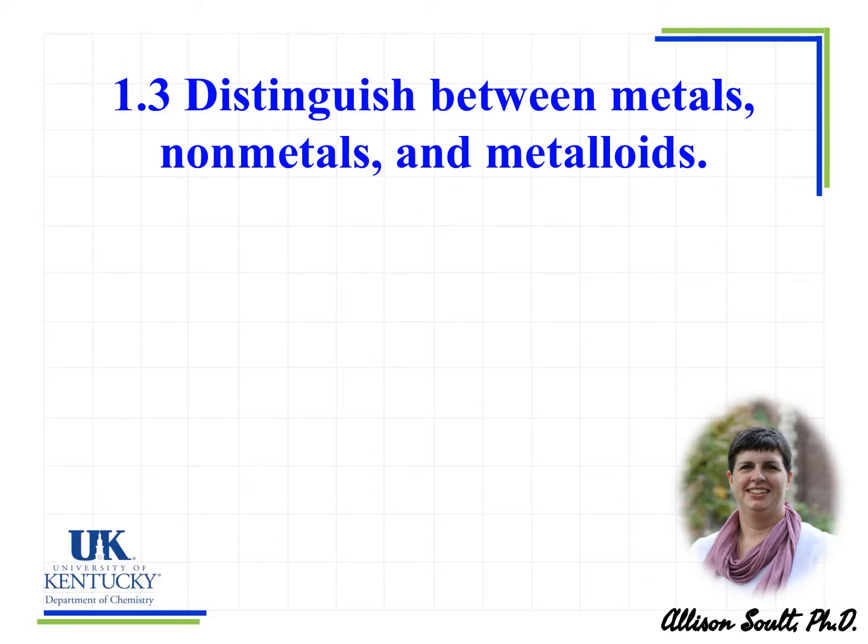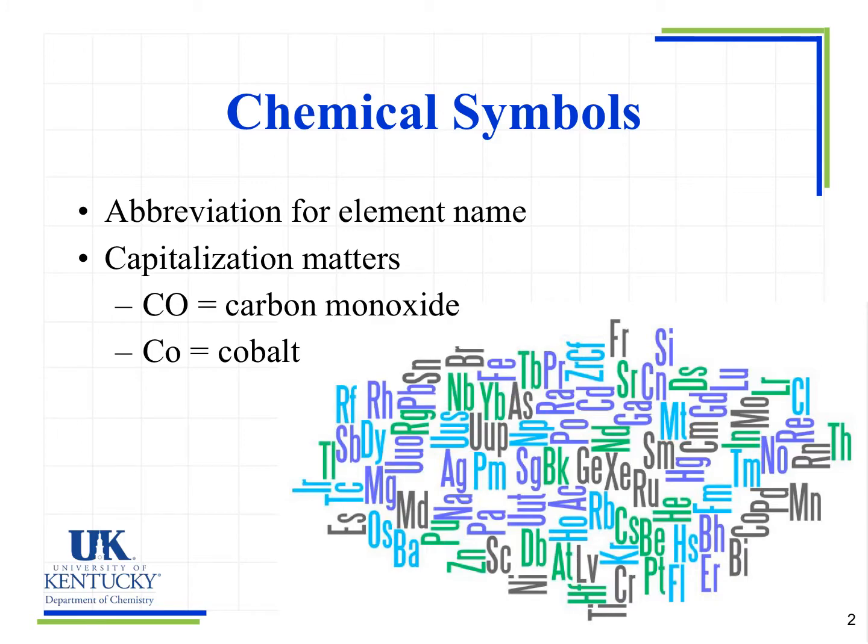In this lesson, we will learn to distinguish between metals, nonmetals, and metalloids using the periodic table. Before we look at the periodic table, we want to look at the chemical symbols. These are just abbreviations for the elements.